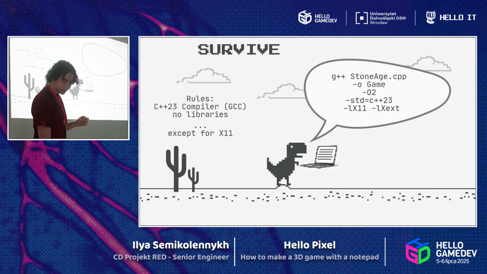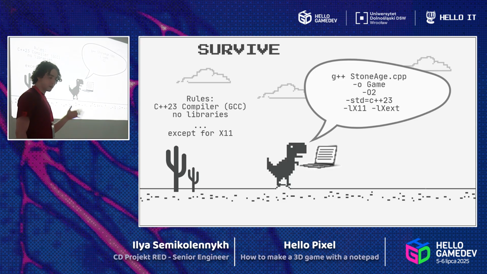The whole game compiles with just this command. g++, I called my game Stone Age for reasons I'll explain later. O2 means maximum optimization. We're using the 23rd standard, and those are the two libraries, including X11, that we're going to use.